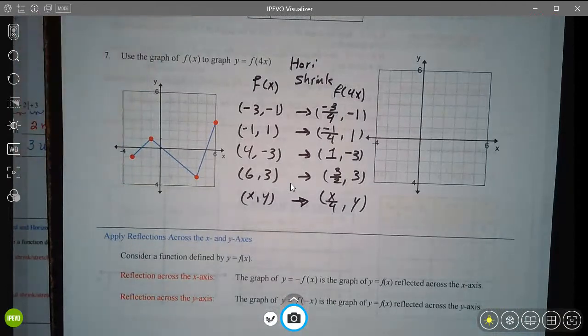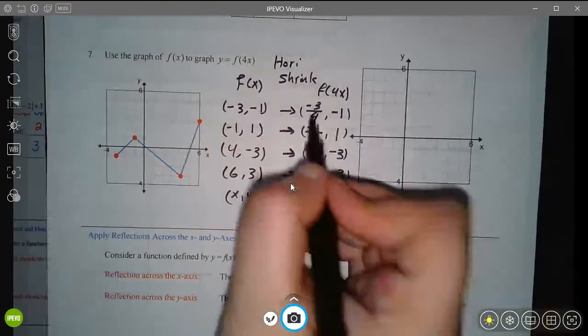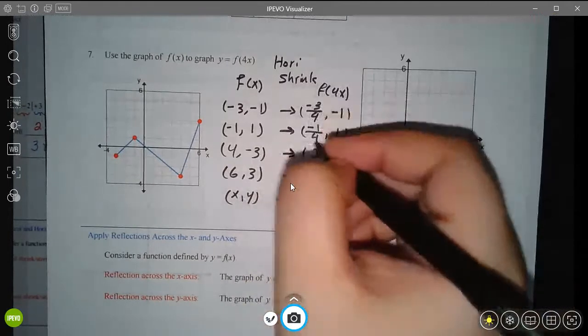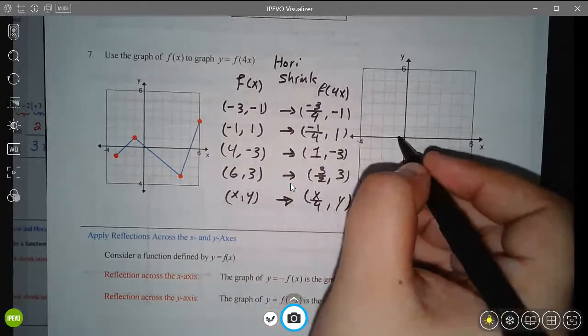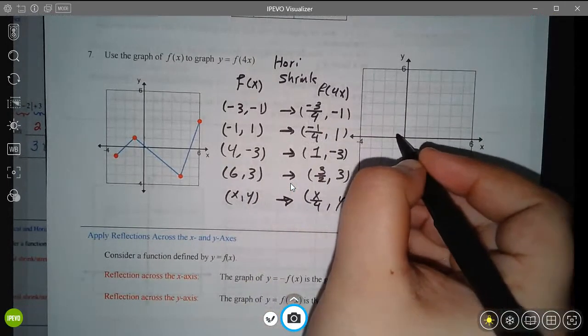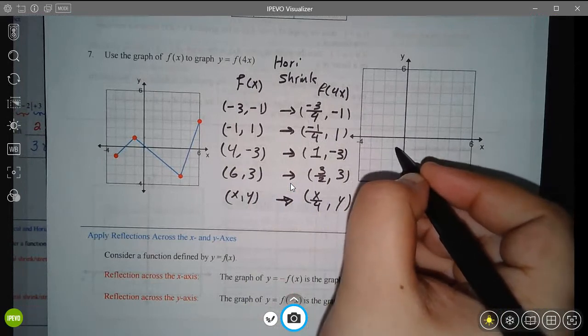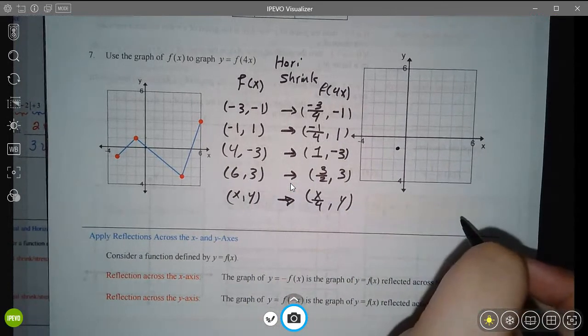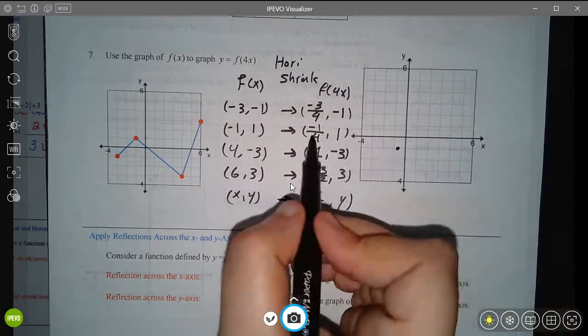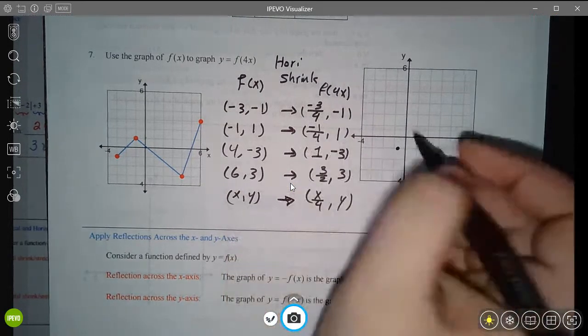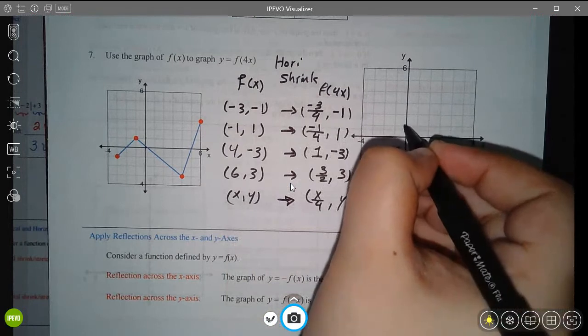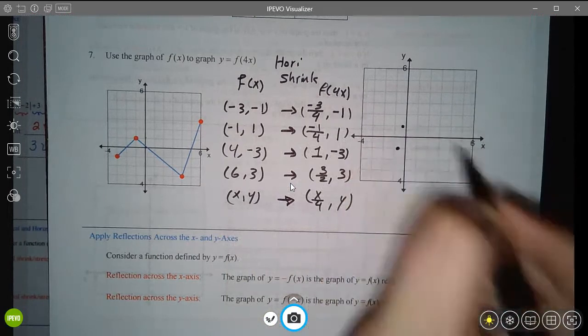Now that I have my points, let's plot them. So we have -3 over 4, which is -3/4. So right here for x, and -1 for y, so it's right about here. Then we have -1/4 and +1. -1/4, and then you go to +1. Graph it right there.